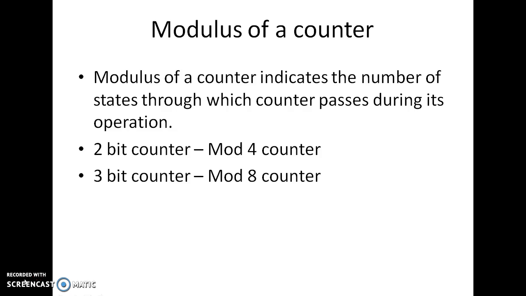For 2-bit, the modulus of a counter is 4. For 3-bit, the modulus of a counter is 8. For 4-bit, the modulus of a counter is 16 and so on. But what if I want a counter which doesn't belong to this 2 raised to n series? If suppose I want a modulus of 7 with a 3-bit counter, then there is a need for a modulo counter.